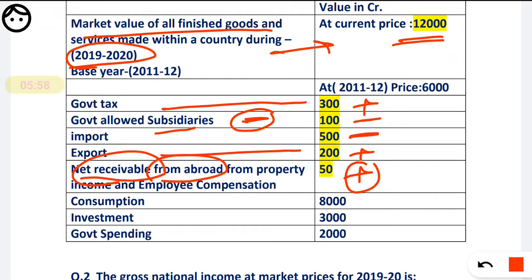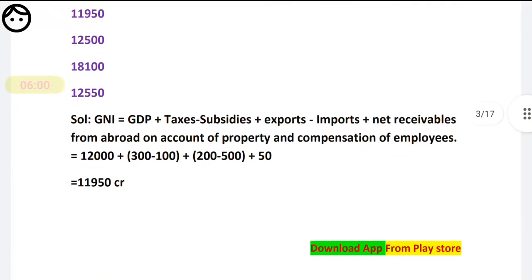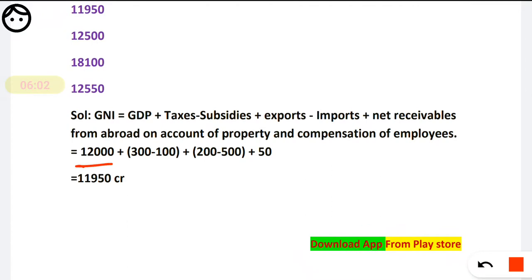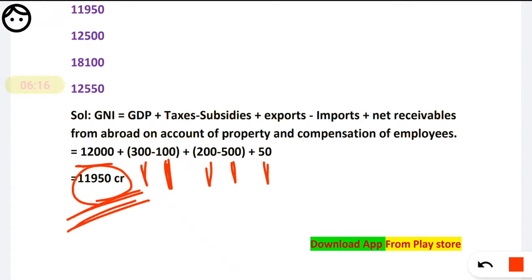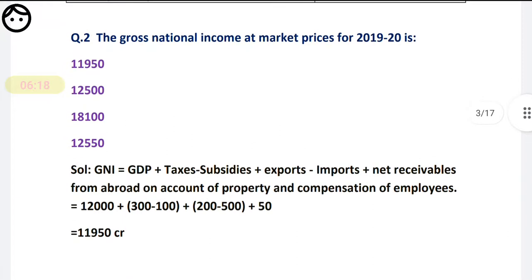So based on that, just put the values, and you will get 12,000 plus your tax, this is your subsidy, plus your export and import plus a net receivable, okay. When you solve this, you will get 11,950. So what will you mark as the option? Option number 1 will be correct, okay.